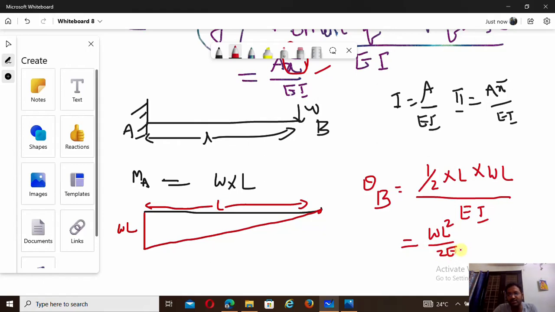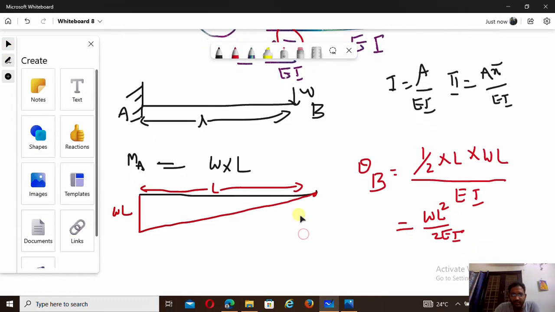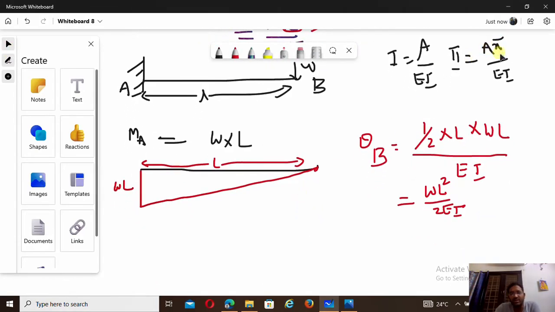See this, a very simple concept to define slope and deflection of a cantilever beam carrying a point load at the free end. And this is the slope value. Now what is the deflection at this point B? Same thing, the area doesn't change, but there is an extra thing here, x bar. What is the x bar here? What is the centroid of a triangle? It is 2/3 of the distance. Here the base is L, so you have to consider 2/3 of L.